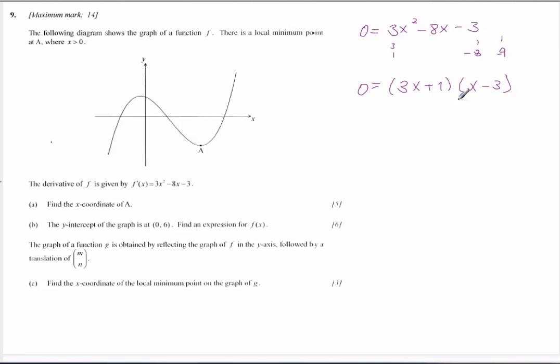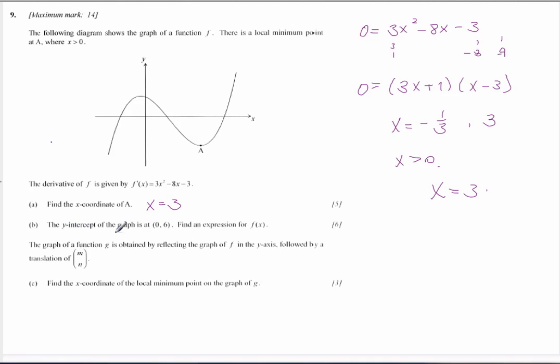And you can check your answers to make sure it gives you the original function. And it does. 3x squared, and here's 9 minus 9x and plus x, that's negative 8x, and then minus 3. So if you solve this, x could be either negative 1/3, or positive 3. And we know that x has to be positive, so x is 3.